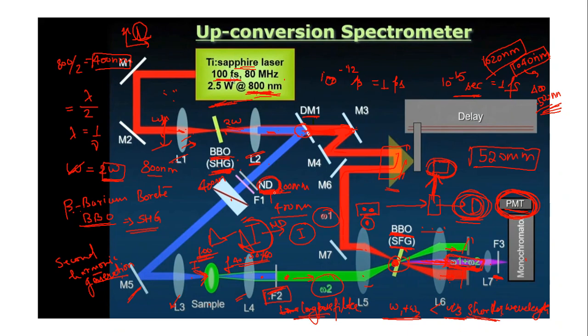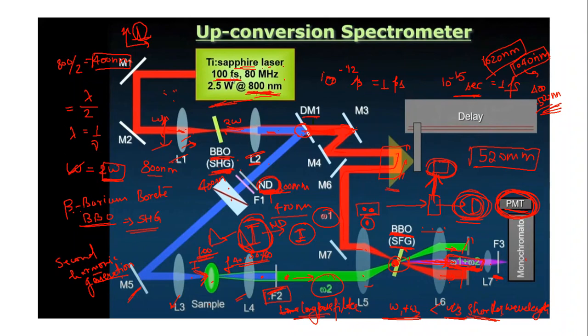This neutral density filter basically reduces the intensity from a higher intensity to a lower intensity. Why? Because this is for sure a laser beam, a laser light, so it will have a very high intensity. And this much high intensity is not necessary for our sample, because if you incident it with such a high intensity of light, it can be damaged. So these neutral density filters reduce the intensity.